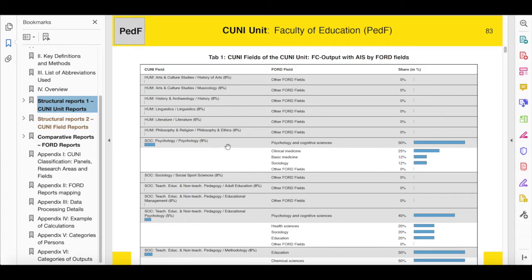The percentages next to the field names represent the shares of fractional counts of outputs in each CUNI field, out of the unit's total, and the shares of outputs in each FORD field, out of the CUNI field's total.